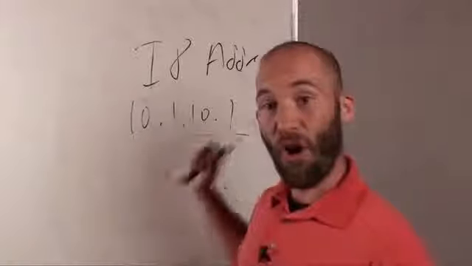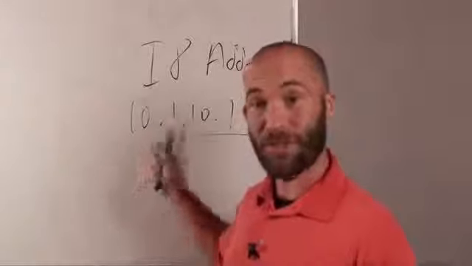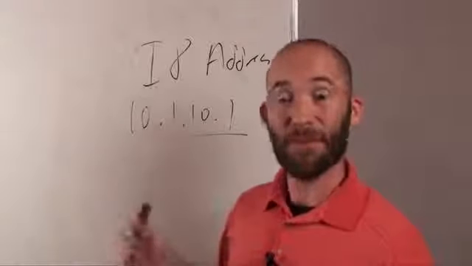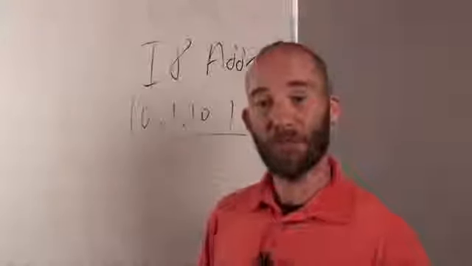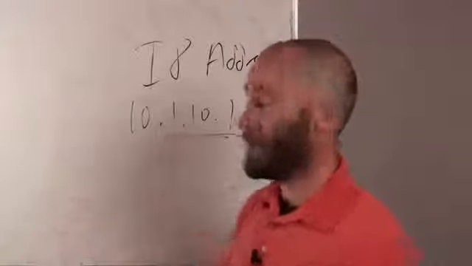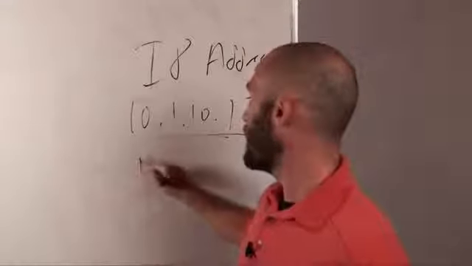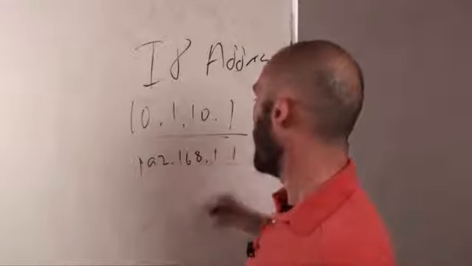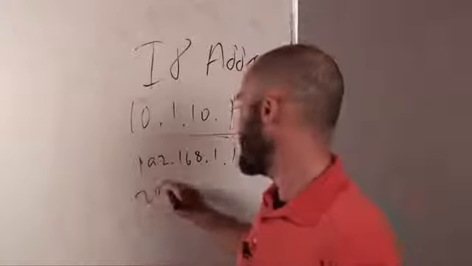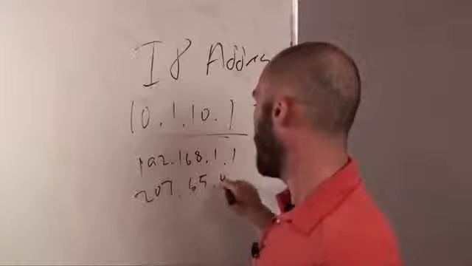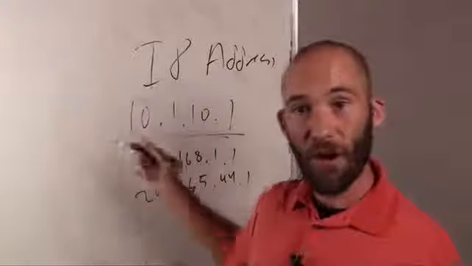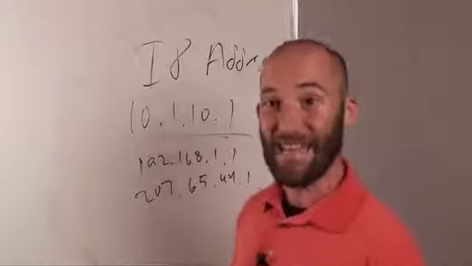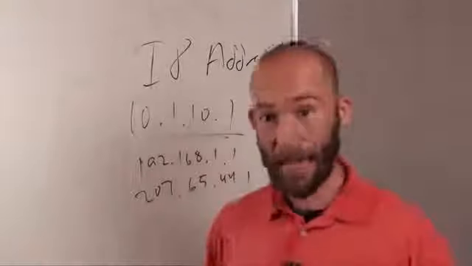IP addresses are addresses that are used to signify every computer or device on a network. Every computer or device on a TCP/IP version 4 network needs an IP address: 10.1.10.1, 192.168.1.1, 207.65.44.1. These are all IP addresses. So every device on the network needs what is called an IP address.